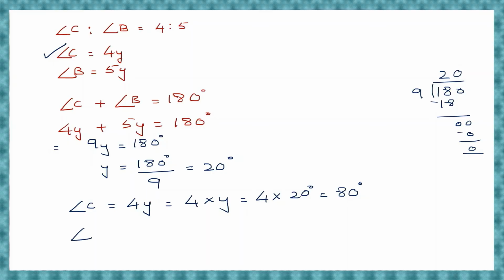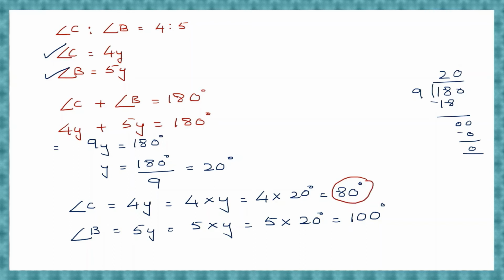Now let's find the value of angle B. Angle B, according to what we wrote earlier, is 5y, which is 5 into y, that is 5 into 20 degrees. 5 twos are 10, so 5 into 20 will be 100 degrees. So we have found the value of angle C to be 80 degrees and angle B to be 100 degrees. So we have found the value of all the angles. Let's write it down. Angle A is equal to 60 degrees. Angle B is equal to 100 degrees.